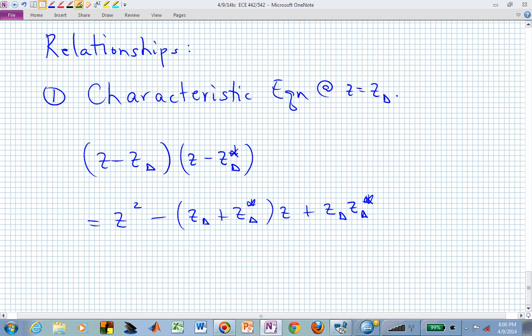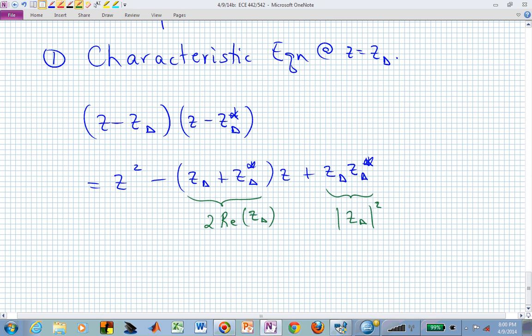Now we simply need to remember some relationships about complex numbers. If we add a complex number and its conjugate, that really just gives us 2 times the real part of that complex number. And if we multiply a complex number by its conjugate, then that actually is just going to be the magnitude of that complex number's value squared.